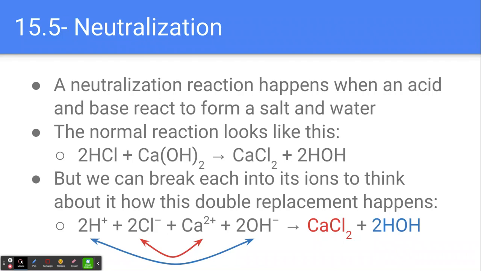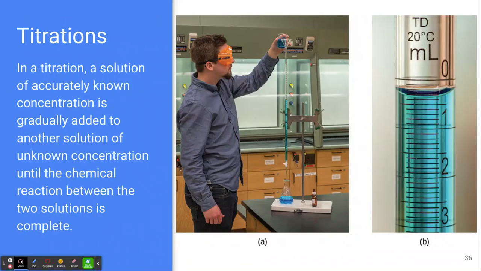We've got two hydrochloric acids reacting with calcium hydroxide. The calcium and the chloride are going to combine to form calcium chloride, and we're going to get two waters. We can break each of the ions down to think about how the double replacement actually happens. We've got two protons plus two chloride ions from that hydrochloric acid. We've got calcium and hydroxide. And so the protons and hydroxides are going to come together to form that water, and then the calcium and the chloride are going to come together to form that calcium chloride.